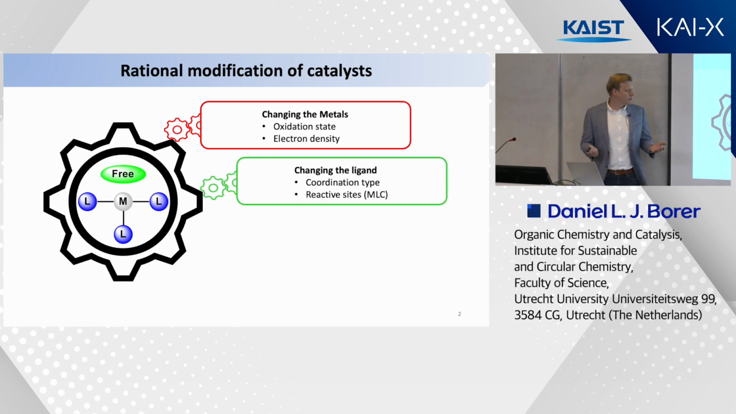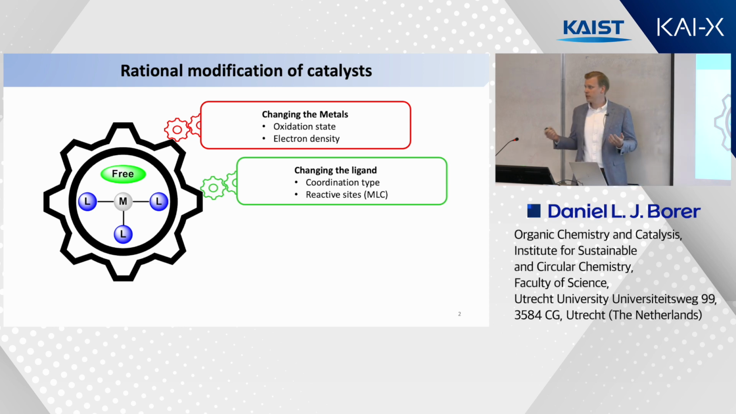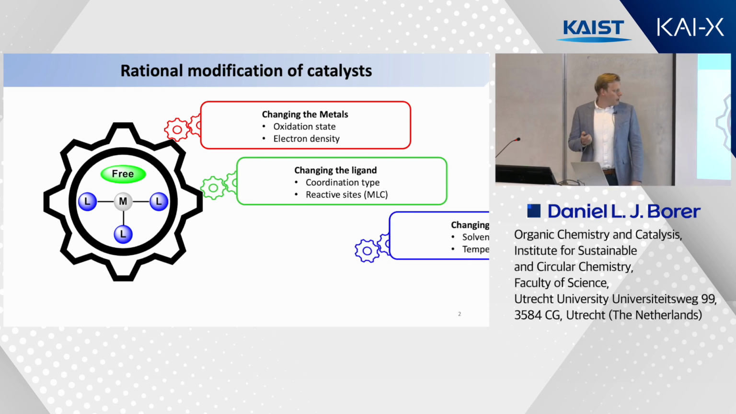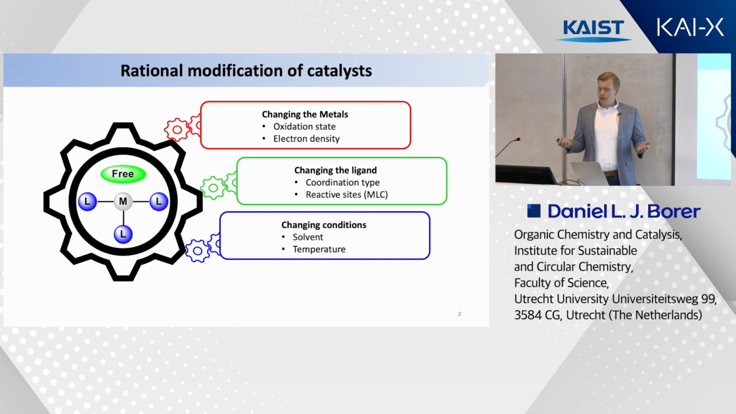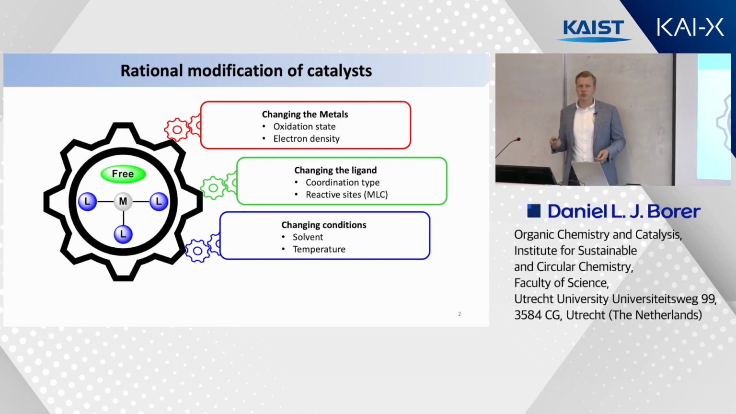Or we can change the ligands, change the coordination type, perhaps introduce some fancy redox non-innocent ligands, or ligands that have the ability to help out with making and breaking chemical bonds, in, for example, metal-ligand cooperativity. Or we can change the reaction conditions, the most simple way. We can change the solvent, change the temperature, and thereby affect parameters such as yield, turnover frequency, etc.